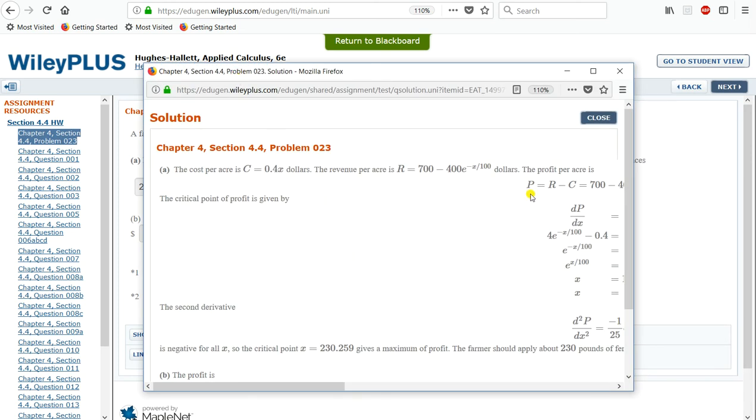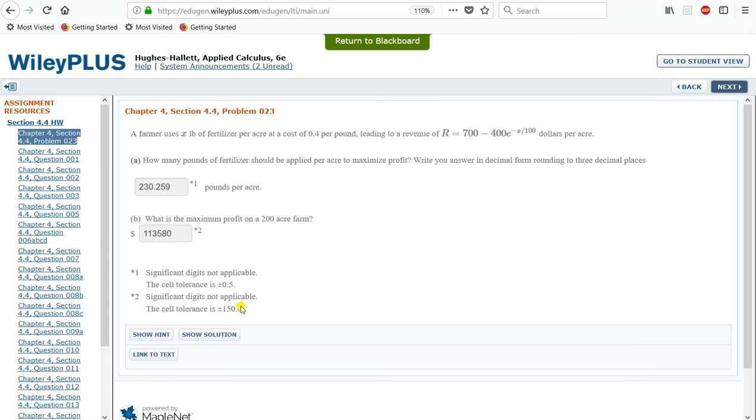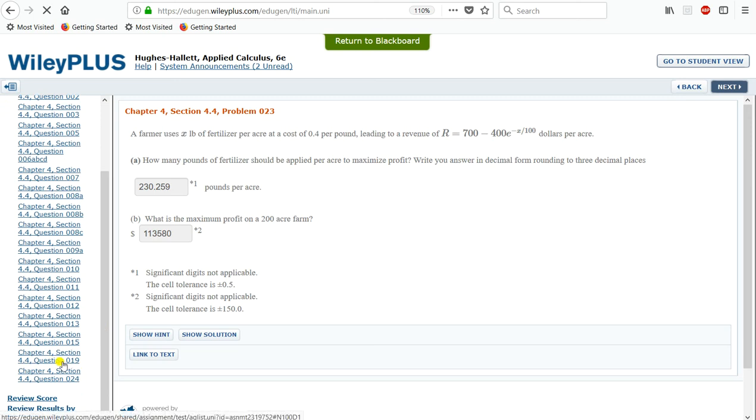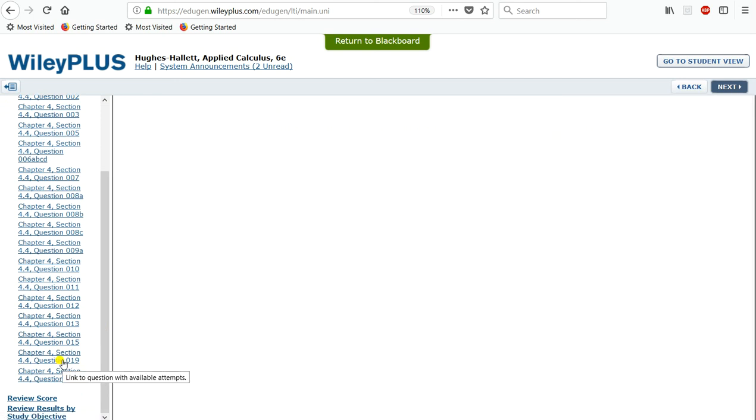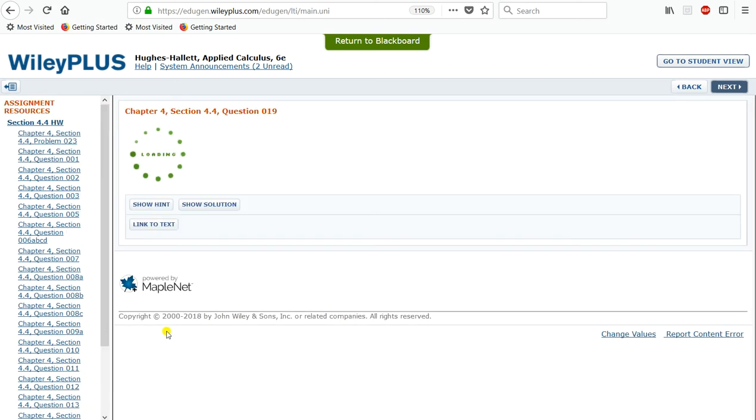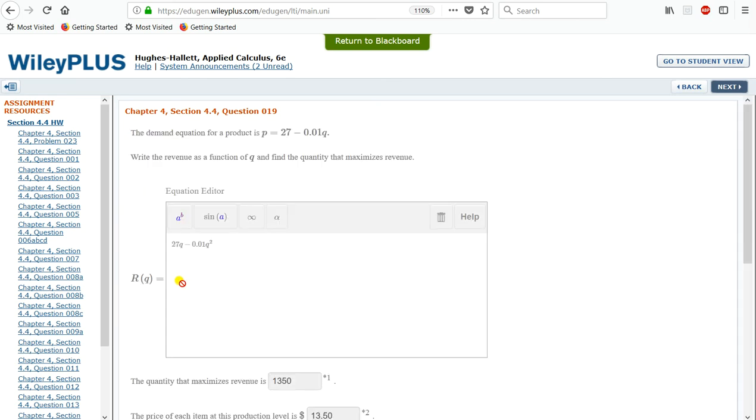Okay, so that's the first question I got asked from the student. The next one is problem 19 of the same section here. So 19 is 4.4. For this question, we are given the demand equation of a product, P equals something, right? This is the price with respect to Q.